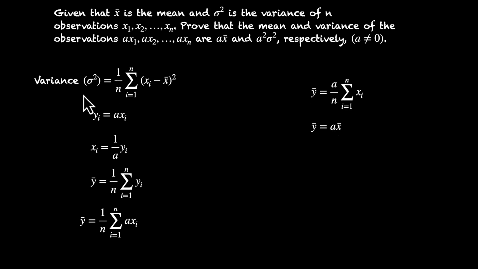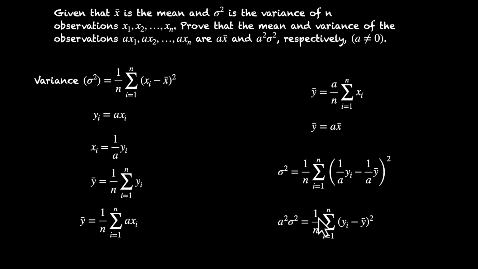Now let's figure out the relation between variance. If xi is 1 by a of yi and x bar is 1 by a of y bar, we can write the variance sigma squared equals 1 by n summation of yi by a minus y bar by a, whole squared. We can take 1 by a squared outside and multiply it to the other side. We have a squared sigma squared equals 1 by n summation yi minus y bar squared. And this right hand side is our new variance. This means our new variance becomes a squared times our old variance.